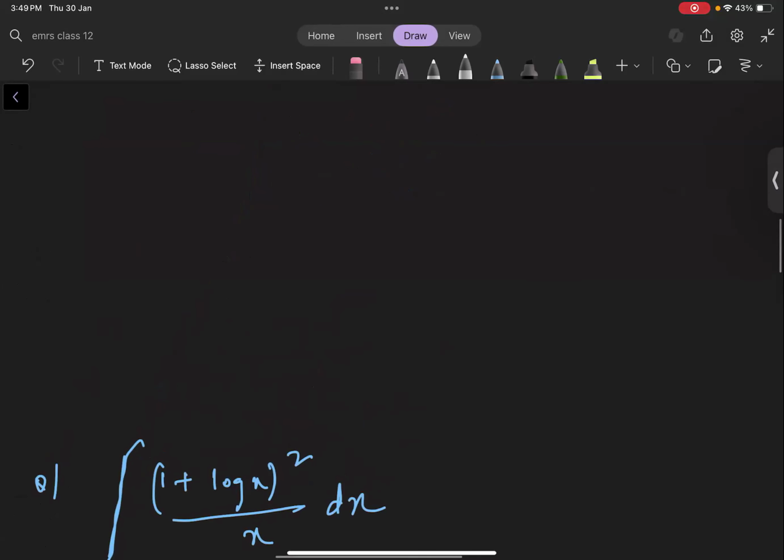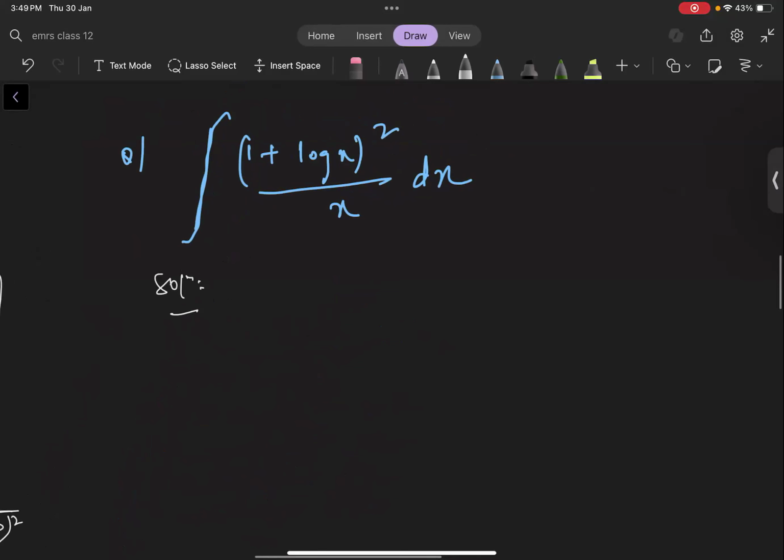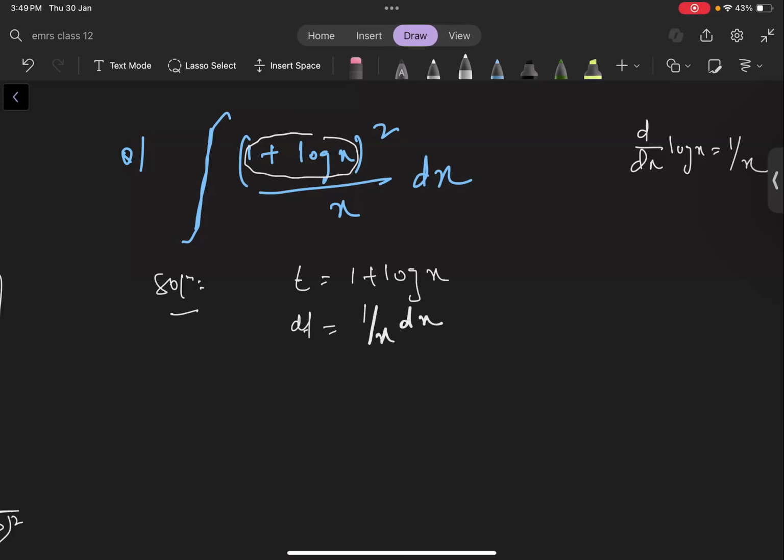So I know that differentiation of log x is nothing but 1 by x. Or else I can also do one thing. Instead of taking log x equal to t, I can take this entire 1 plus log x equal to t. That will be more beneficial. So if I take the entire 1 plus log x equal to t, then dt is nothing but differentiation of 1, which is 0, plus differentiation of log x, which is 1 by x dx. So this dx by x can be replaced with dt now.